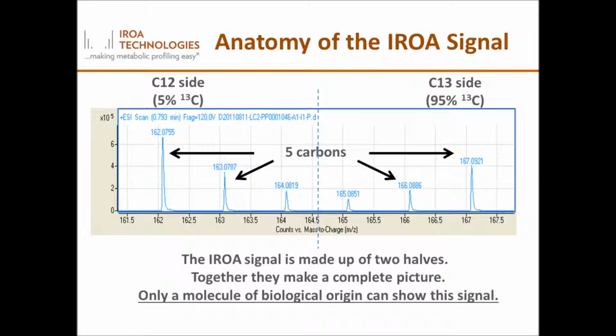Using the basic IROA protocol, where both the control and experimental samples are labeled with 95% and 5% C13 media respectively, the IROA signal as seen in this slide is made up of two halves, the C13 half and the C12 half, in which the carbon envelopes are mirror images of one another.